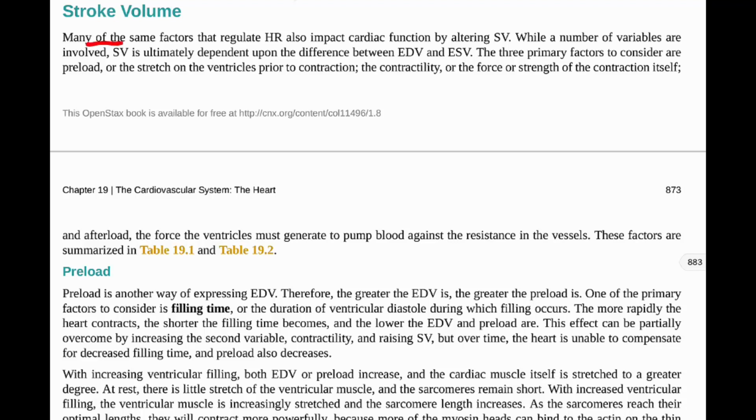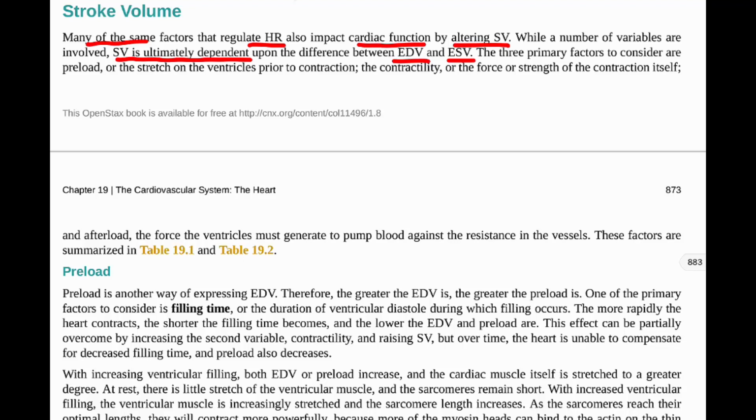Many of the same factors that regulate heart rate also impact cardiac function by altering stroke volume. A number of variables are involved, but it's ultimately dependent upon the difference between the EDV and the ESV. Remember, EDV is end diastolic volume, and ESV is end systolic volume in the ventricles.